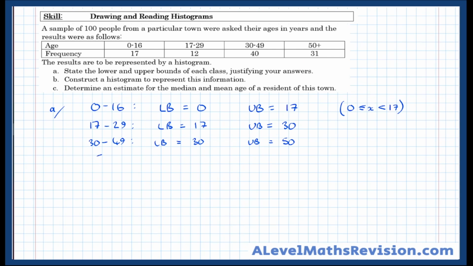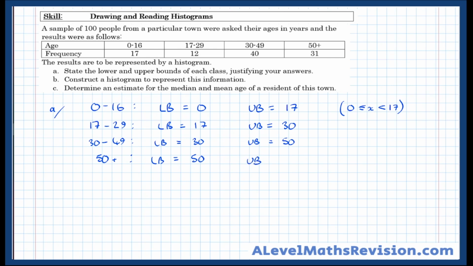Then here's the problem. The last one, 50 plus, is an open-ended class. So this is why justifying the answers is written here, because this one we're going to have to justify. The 50 plus category we are going to have to justify. There's no exact way of dealing with this. Now, as long as we're clear about our reasoning for choosing the boundaries of this, then it's fine. So the lower bound clearly is going to be 50.